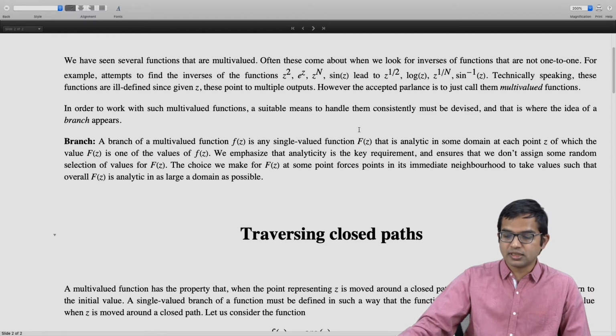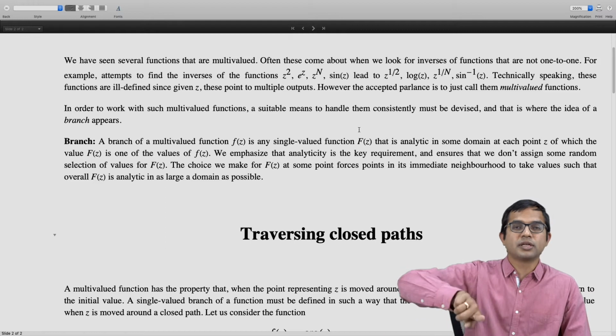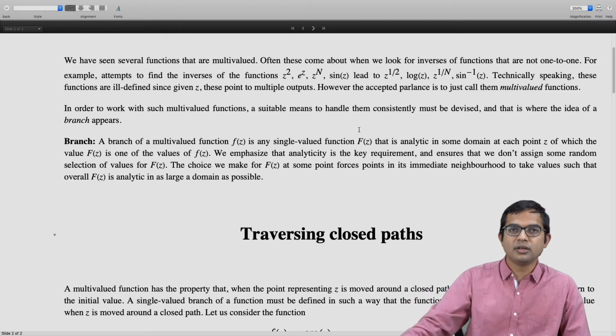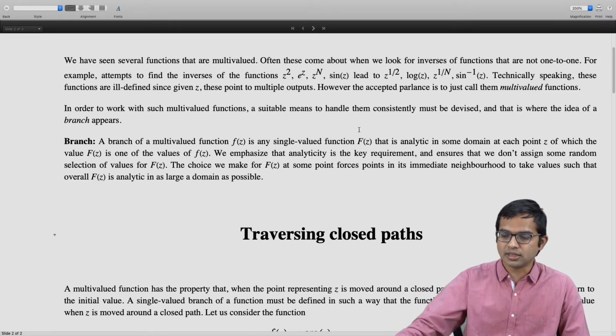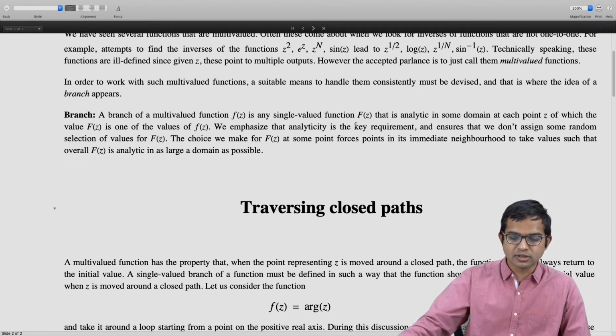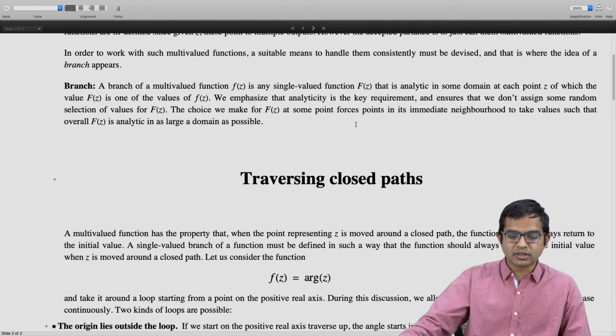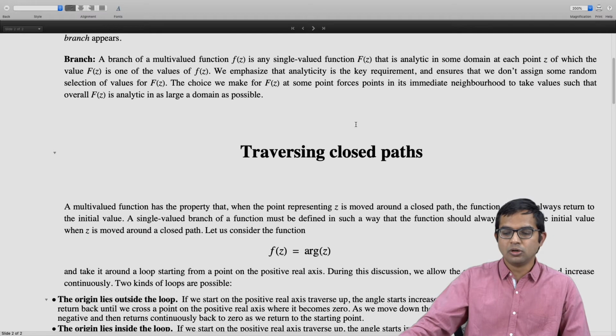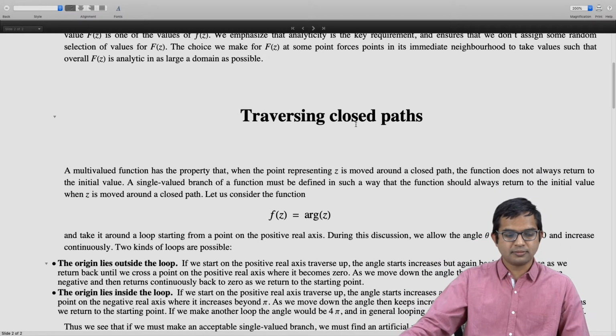Now the question is, when you come back to the same point, even if you're in a certain branch, will you return to where you started? So if you ask this question, let's try to work this out for f of z and consider two different kinds of loops.